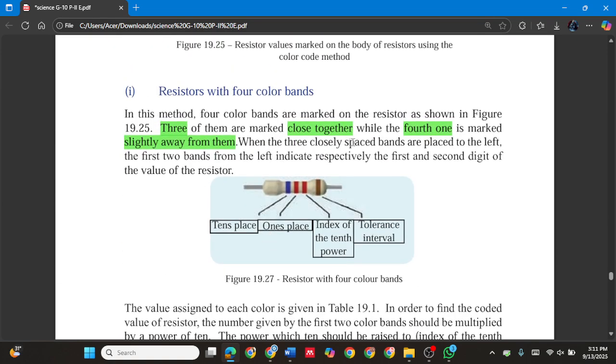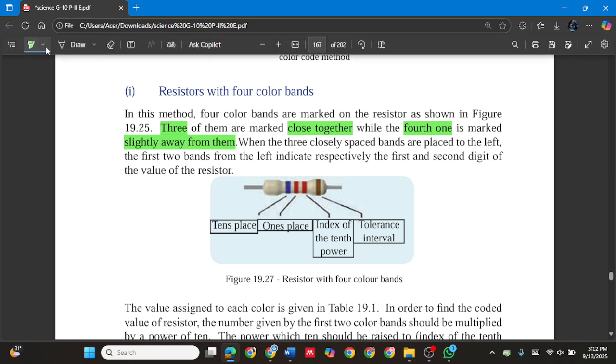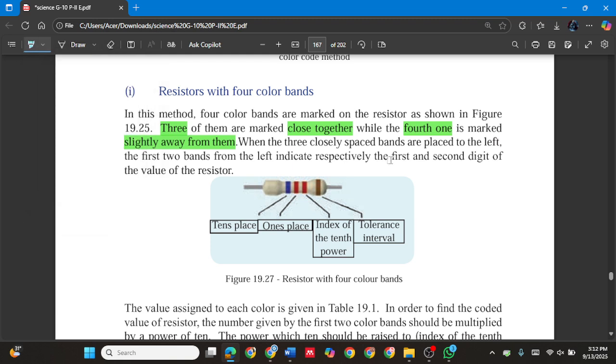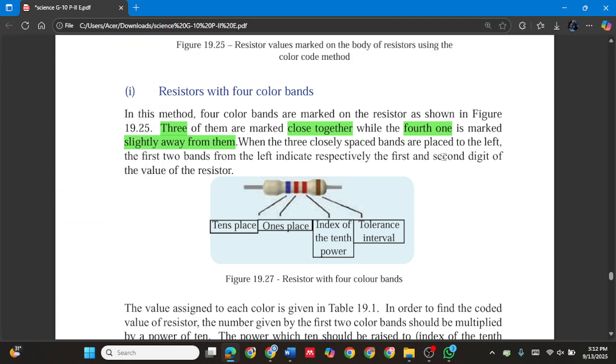When the 3 closely spaced bands are placed to the left: tens place, ones place, index of the 10th power. They indicate respectively the first and second digit of the value of the resistor.